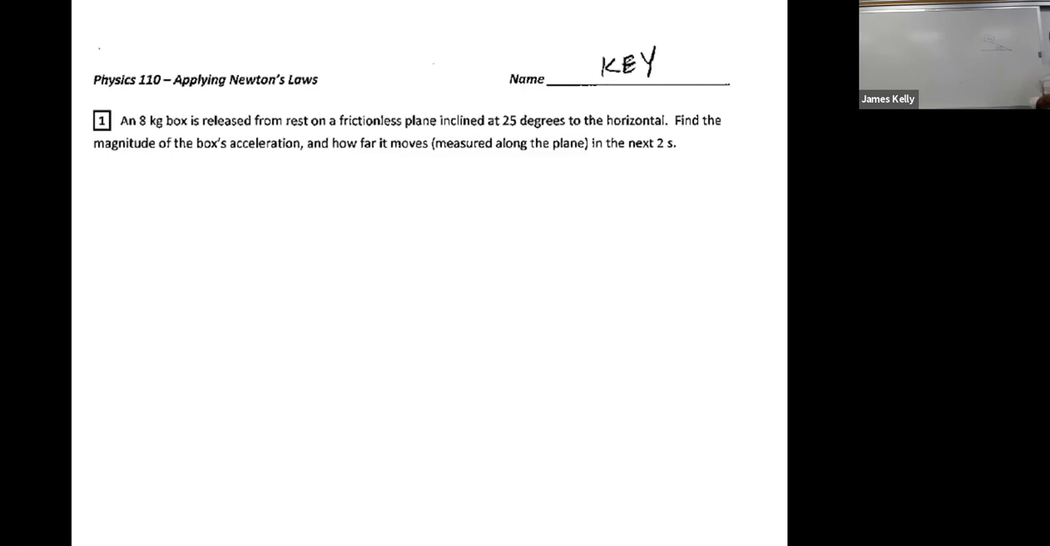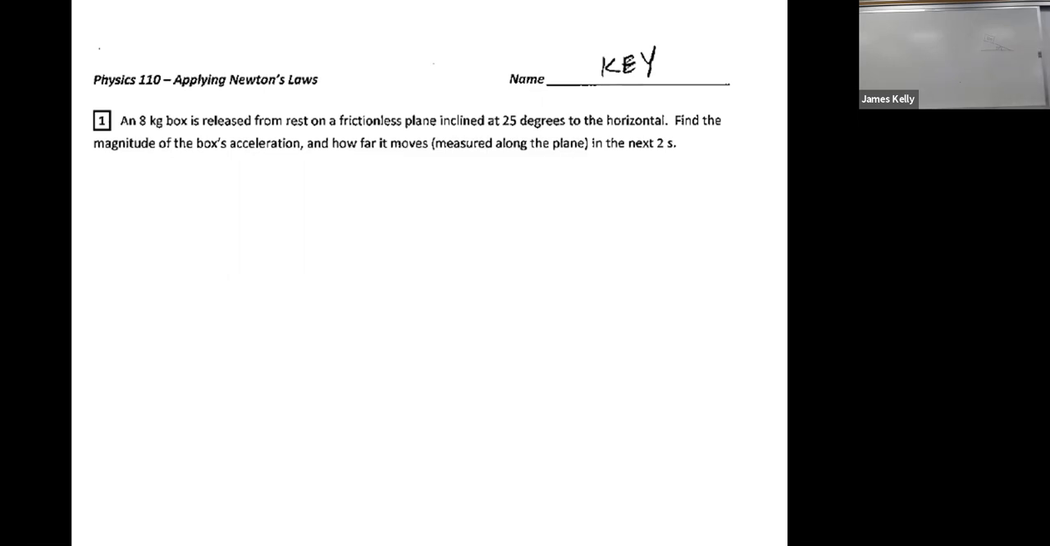Gravity might try to speed it up, but the plane itself, the surface that it's sliding on, cannot push it backwards or forwards like that. It can push it in the direction perpendicular. That doesn't try to speed it up or slow it down, but friction usually tries to slow things down. So frictionless means that on this box, one of the forces is going to be a normal force, but there's not going to be any friction force that's parallel to the plane.